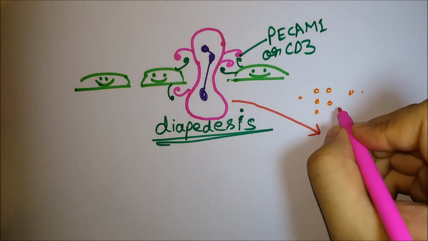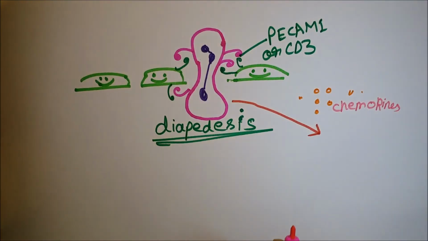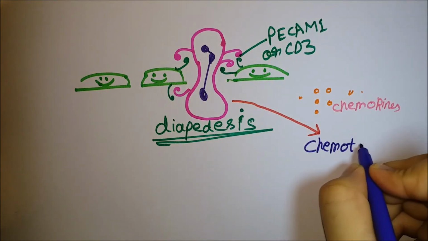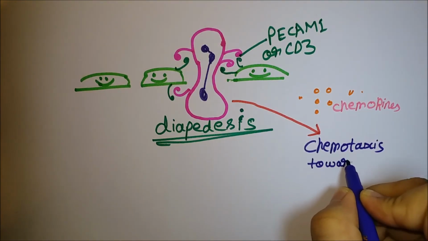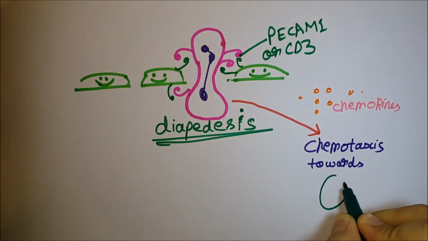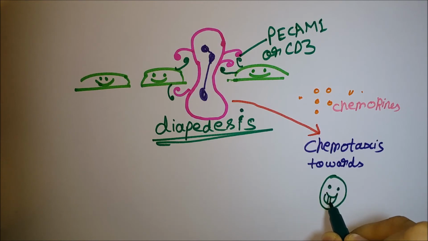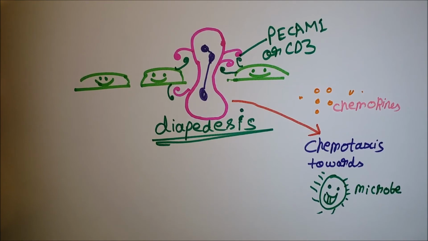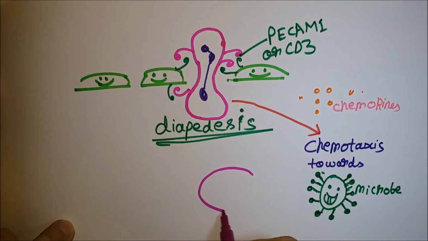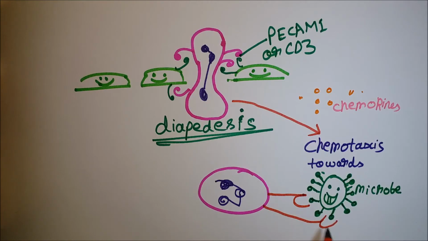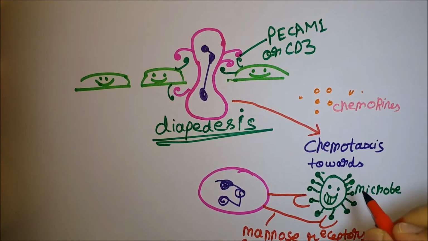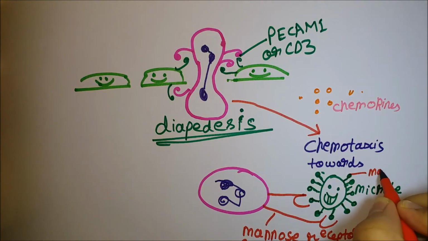Now, under the action of certain chemokines, there's a process called chemotaxis, in which the neutrophil is attracted towards the inflamed area, or the area where tissue destruction has occurred, or there's a microorganism. Let's suppose there is a microorganism present, and the neutrophil is attracted towards that area with the help of chemokines. Now, neutrophils contain certain mannose receptors which will bind to the mannose residues on the microbe. So this binding occurs.